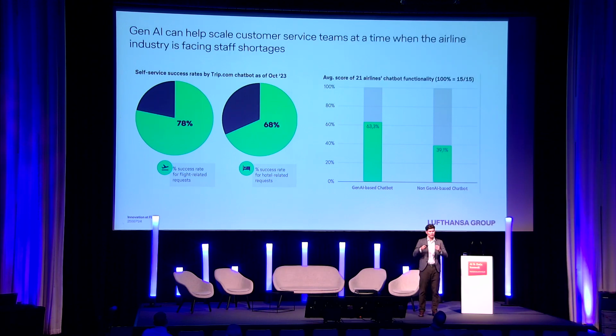Even more, the misconception with the old chatbots is that everybody wants to get to a human, but what we see right now based on trip.com is that for flight-related requests, we can already service over 80% of use cases that humans have, while for hotel-related use cases, it's about 70%.